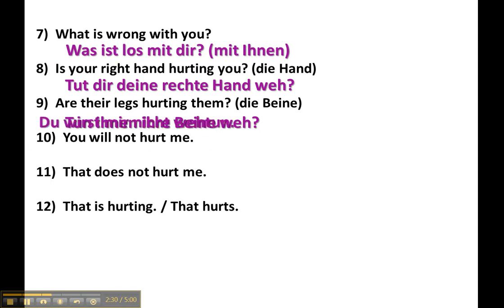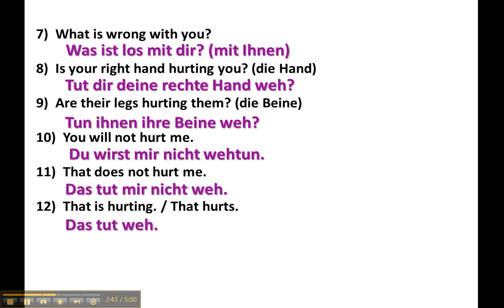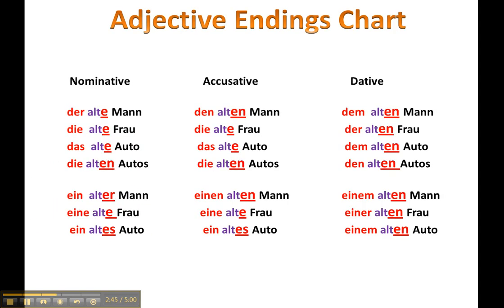You will not hurt me. Du wirst, or Sie werden, mir nicht wehtun. That does not hurt me. Das tut mir nicht weh. That is hurting, or that hurts. Das tut weh. Now, adjective endings, take a close look at this chart and you will see them.